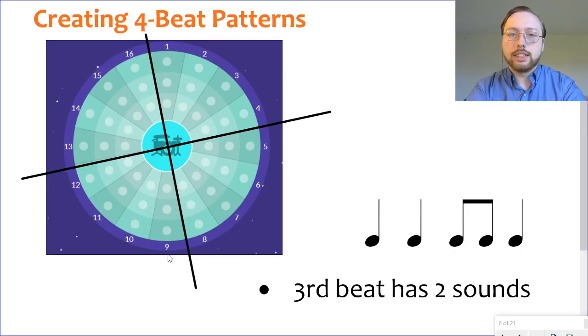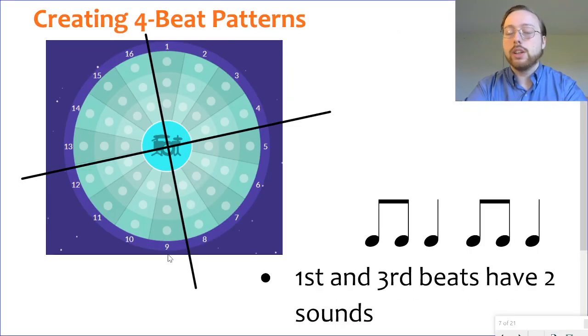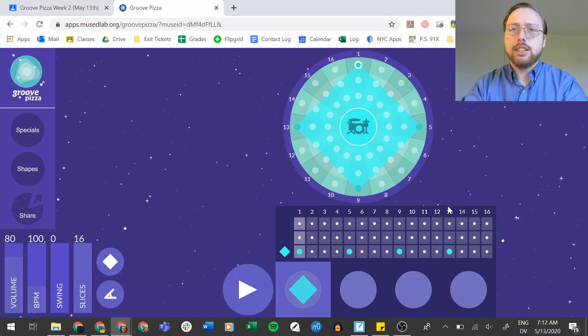Let's go to our next thing. This is pretty easy so far. Okay, let's clap and speak this rhythm. Ready, go. Ti, ti, ta, ti, ti, ta. So the first beat and the third beat have 2 sounds. So we're adding 2 sounds to this first beat.